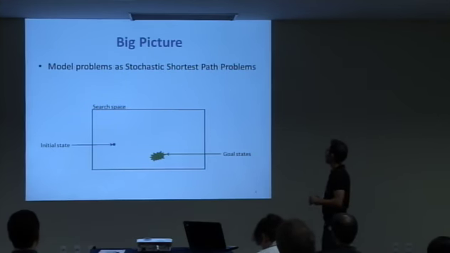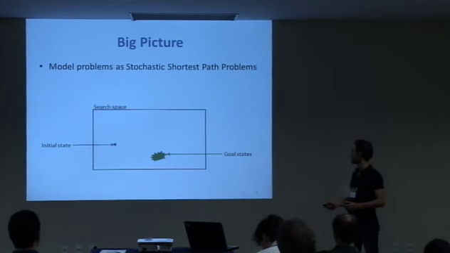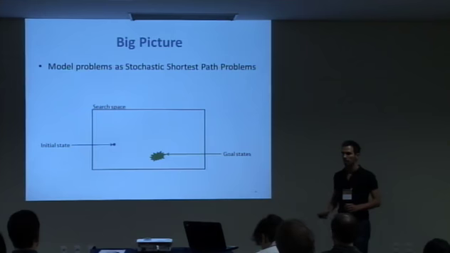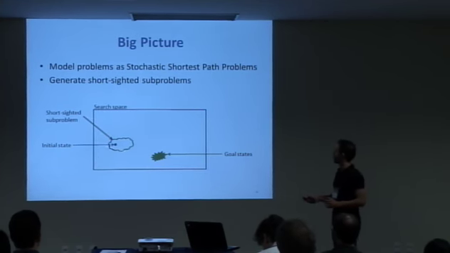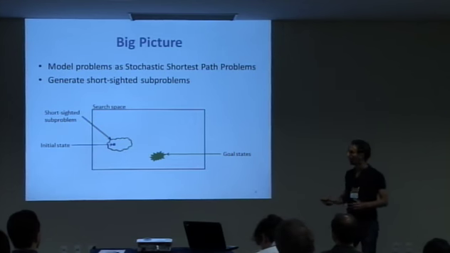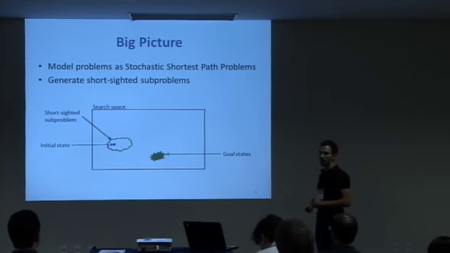So we're going to model our problem as a stochastic shortest path problem. We're going to have an initial state and a set of goal states. Then we're going to generate these short-sighted subproblems that are going to be represented by this cloud. And what we're going to do is take everything that's outside this cloud in our search space and throw it away. We're going to focus only on what's inside.